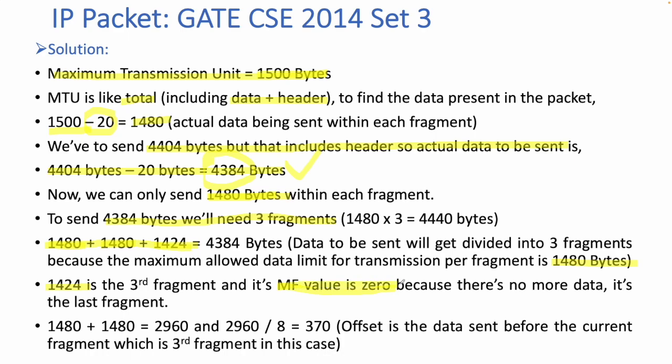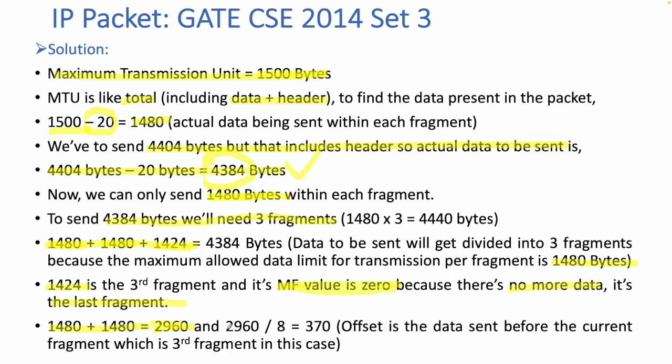So the MF value is 0. There is no more data present here, right? And it's the last fragment. Now 1480 plus 1480 is equal to 2960. So the amount of data which was sent before this third fragment is 2960, right?